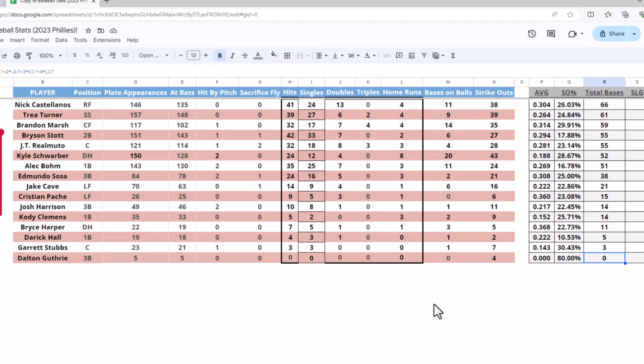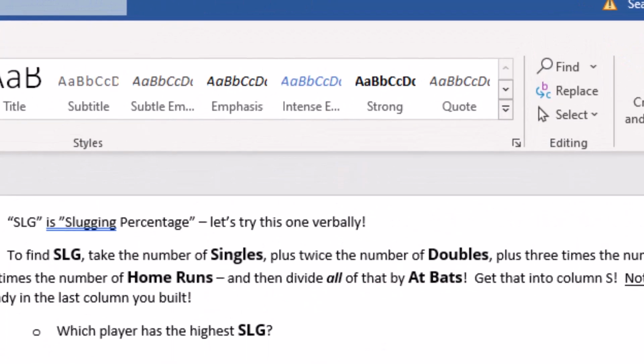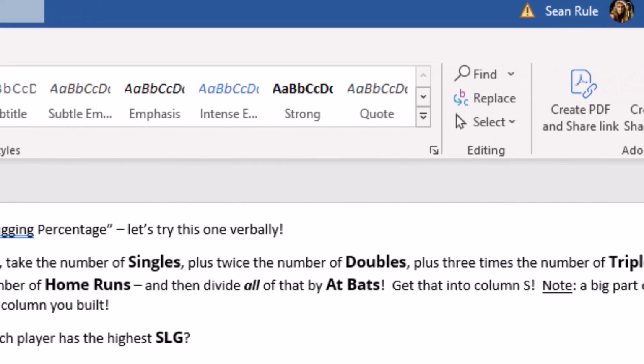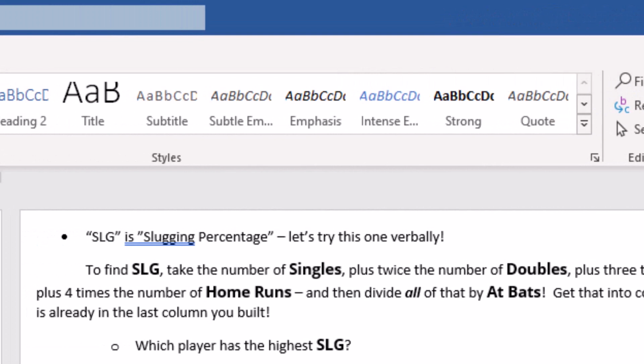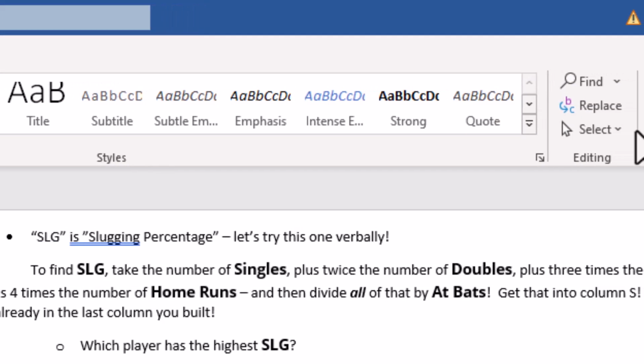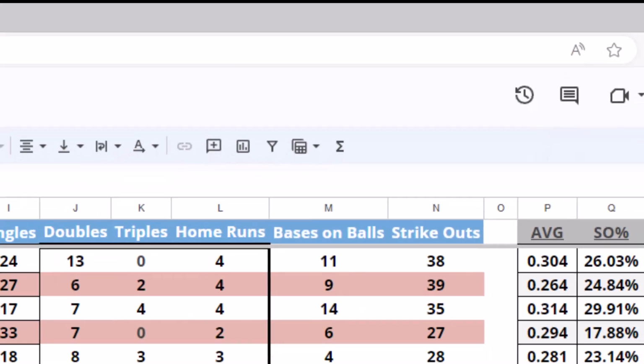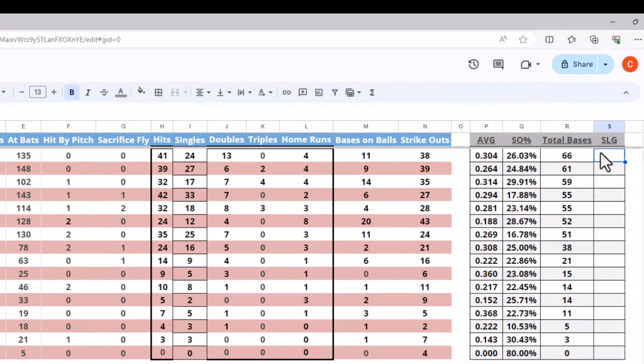Oh well. And last but not least, slugging percentage, I believe. I forget what this one is called. Okay, slugging percentage. Take the number of singles plus twice the number of doubles plus 3 times the number of triples plus 4 times the number of home runs. Does that sound familiar? And divide all of that by at-bats. Get that into column S. Okay, a big part of this is already in that last column. That's right. We did the entire top of that. So slugging percentage is just total bases divided by at-bats.